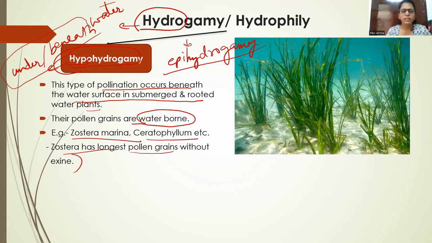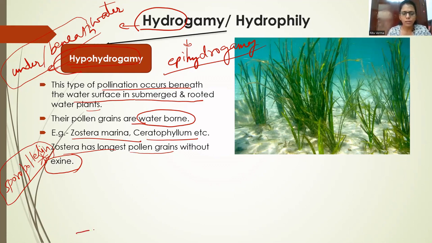And this particular pollen grain does not have exine. Exine is a very strong, tough covering present around the pollen grain, and it is made up of a biopolymer called sporopollenin. This exine protects the pollen grain under unfavorable conditions. So this exine is absent in Zostera marina pollen grains.